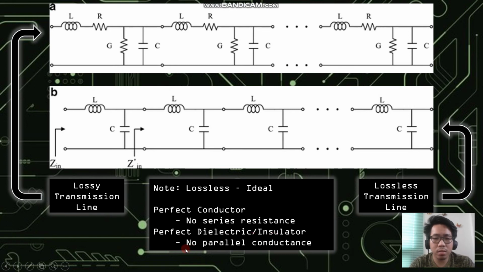Since the current flowing through both of the conductors is completely blocked off, there is no parallel conductance. When there is zero conductance, then it is considered an open circuit. So for the lossless transmission line, we only have the inductive and the capacitive parameters here.